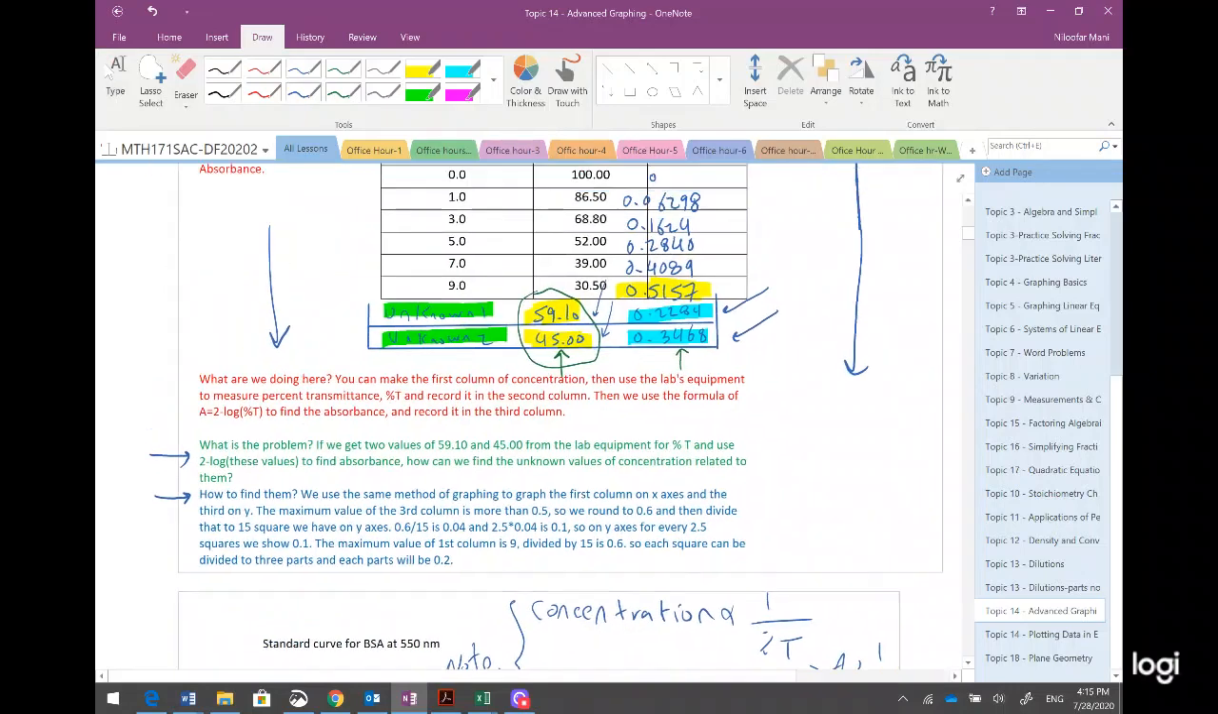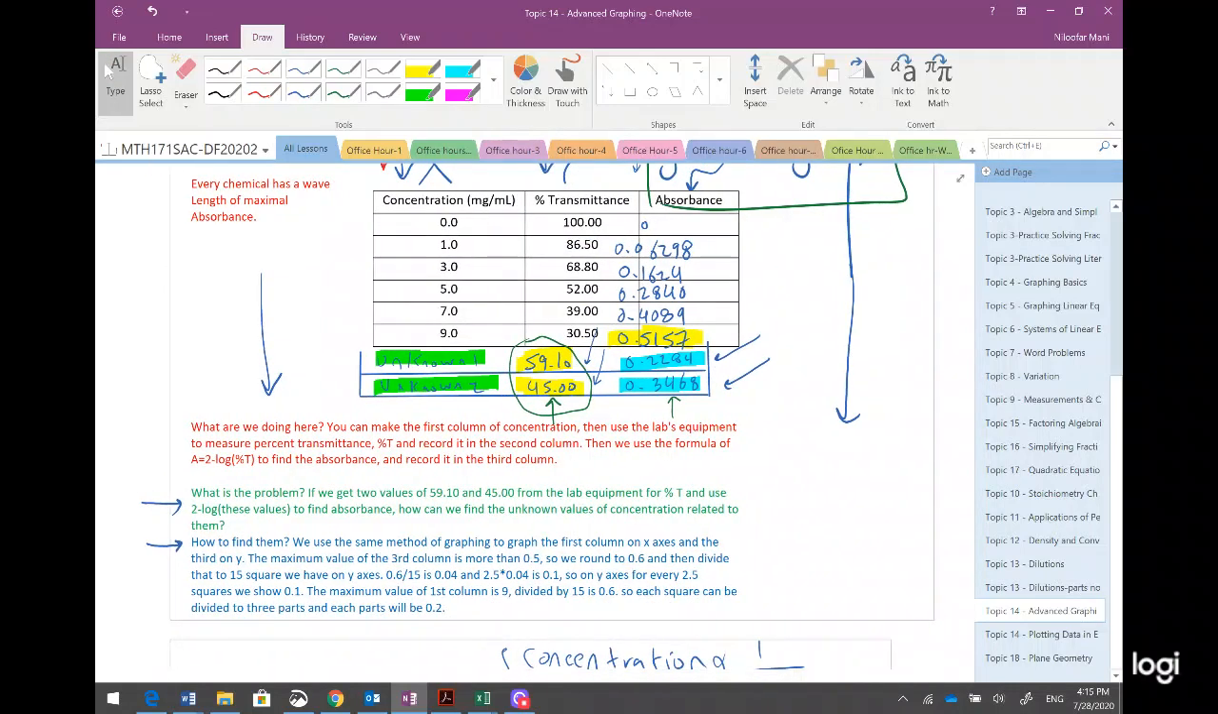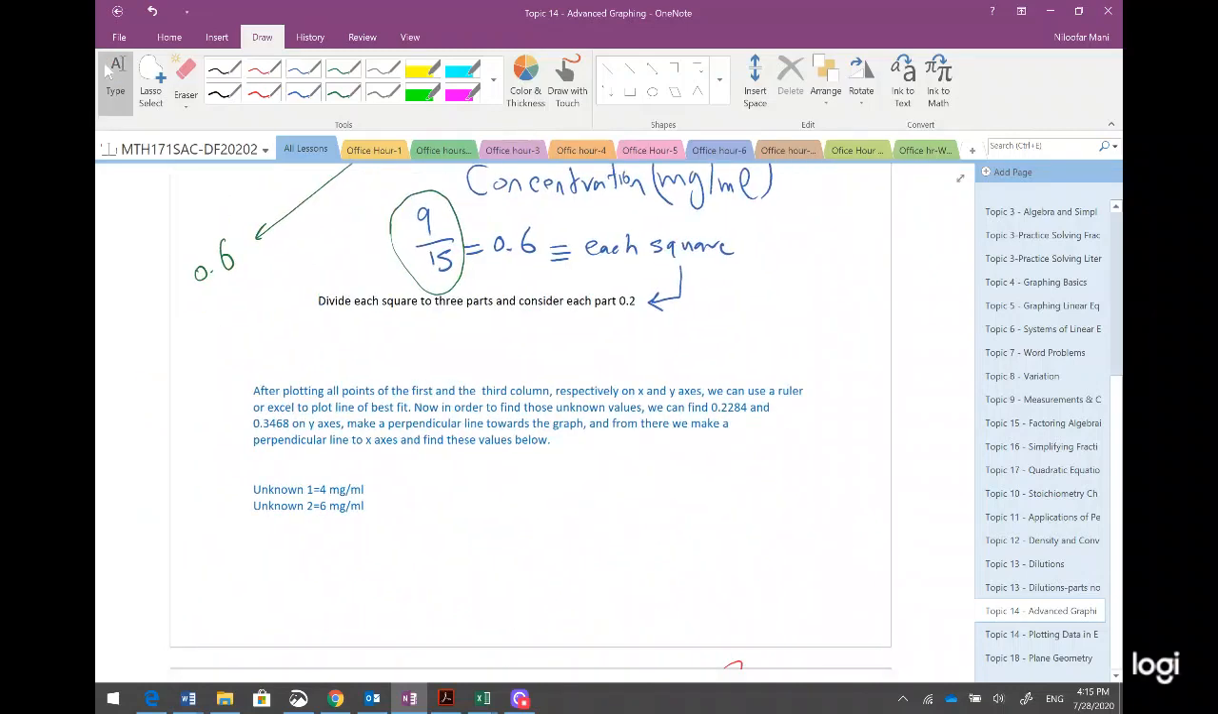So I look at here and I say, okay, so yes, one of them is 4. So see, I have concentration 0, 1, 3, 5, 7, 9. Now I have 4 and 6. Okay, so I found them. Okay, so these are what was unknown.